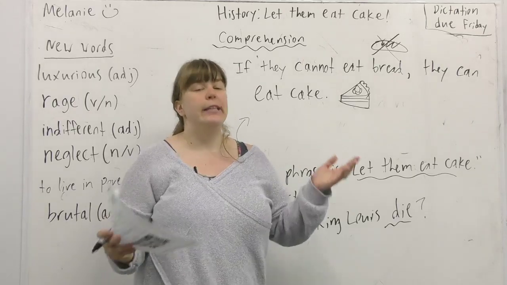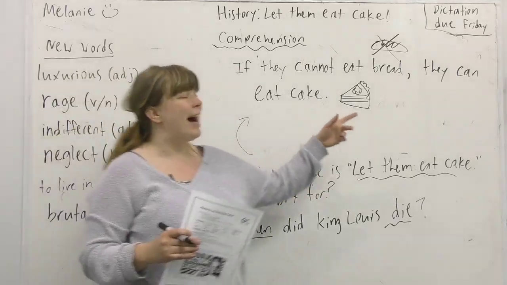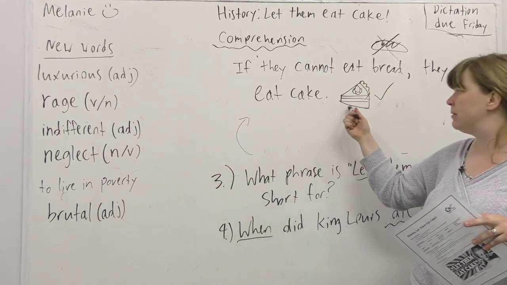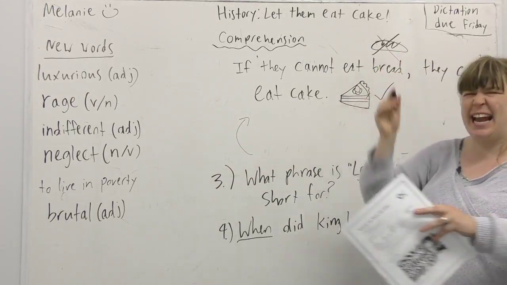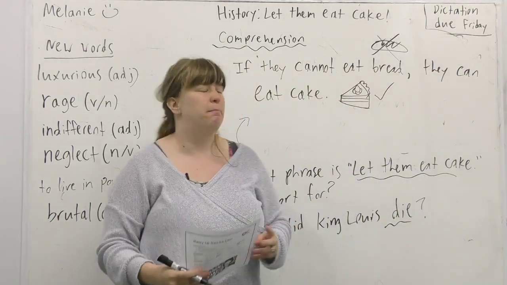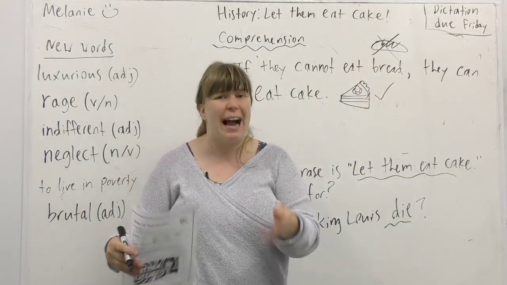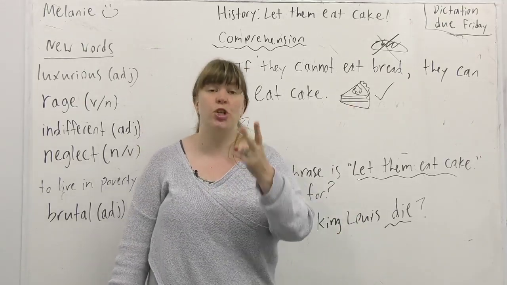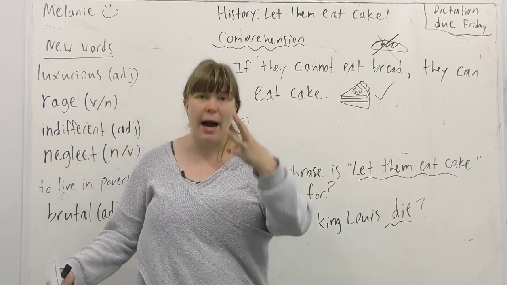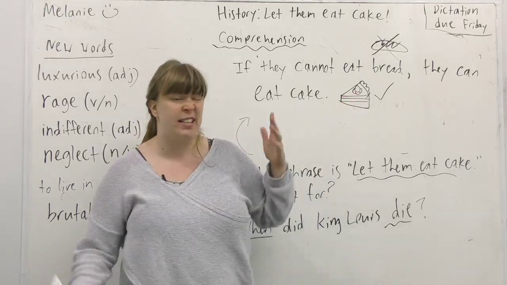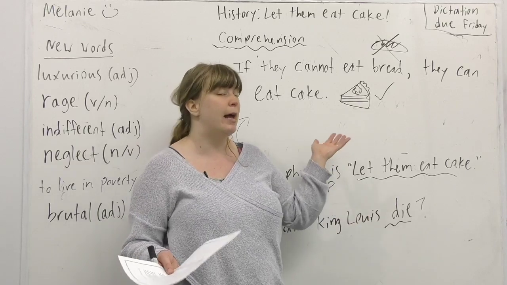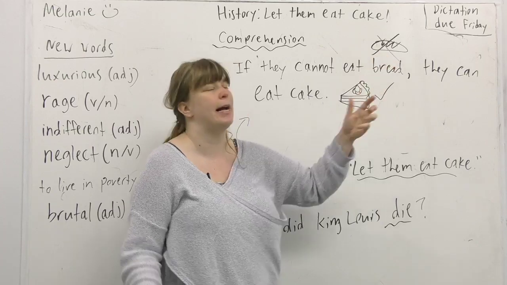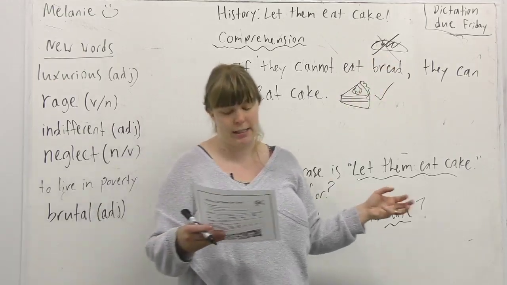Now, looking at this, how do you think people living in poverty can eat cake if they can't find any bread? Because for bread, you need flour at least. But for cake, you need flour and sugar and butter, cream, and all this other fancy stuff. So how can people in poverty eat cake if they can't eat bread? That's kind of ridiculous, right?